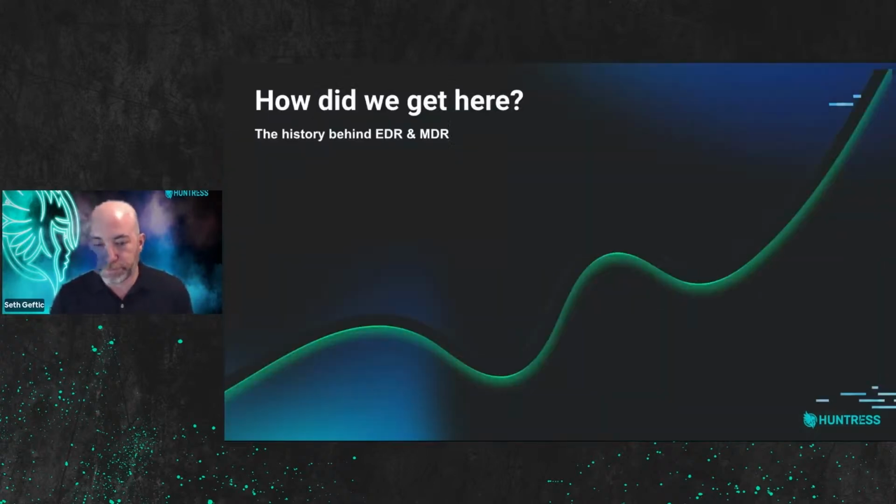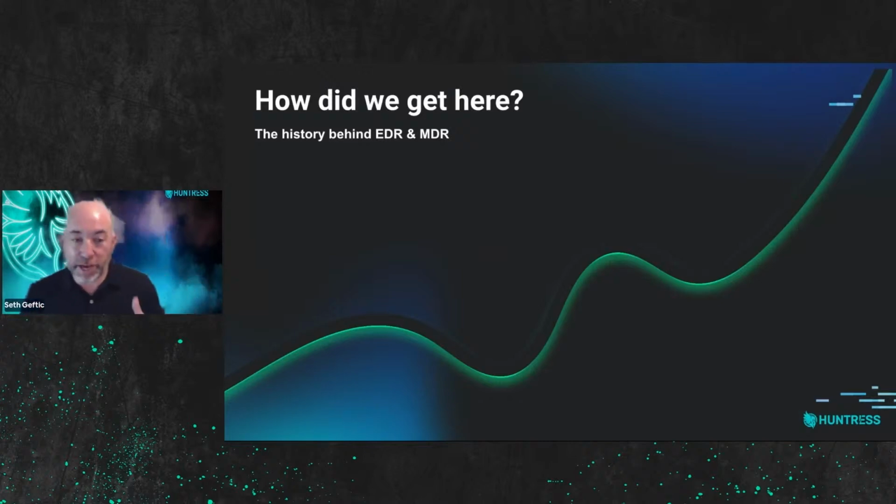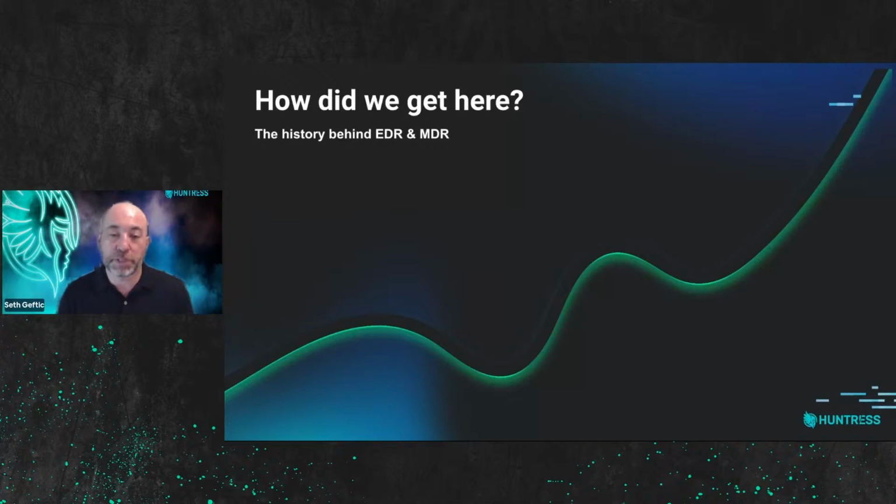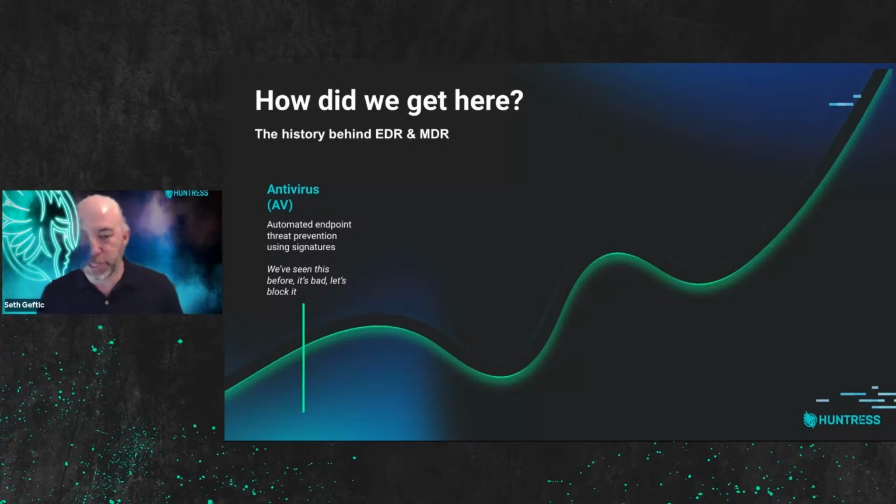So speaking of how we got to that point, how did we get here? EDR and MDR are terms we're seeing very ubiquitous today in the cybersecurity landscape, but it wasn't always that way. If you're going back to ancient history, which actually wasn't that long ago, but it feels like it was, in the early days, we just had antivirus. And antivirus worked really well for a really long time, using signatures to automatically block threats at the endpoint. Essentially, the idea there is we've seen this before. We know it's bad. Let's block it.